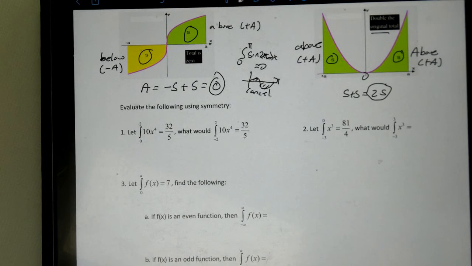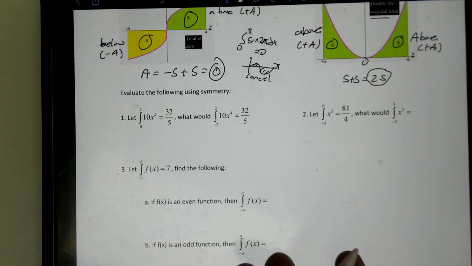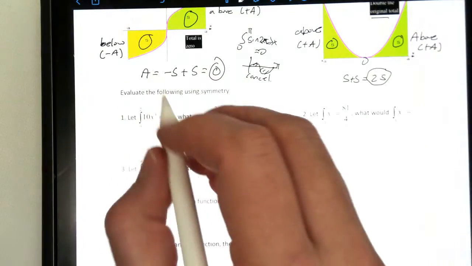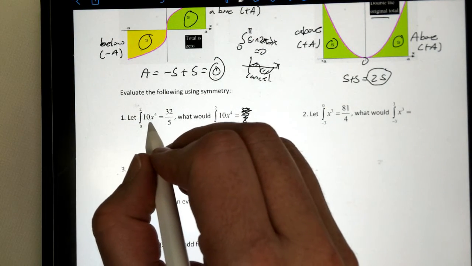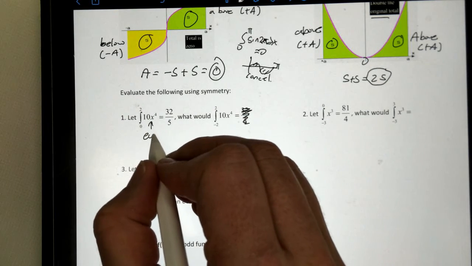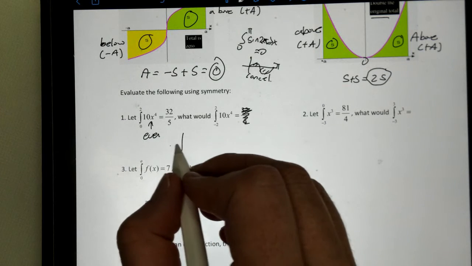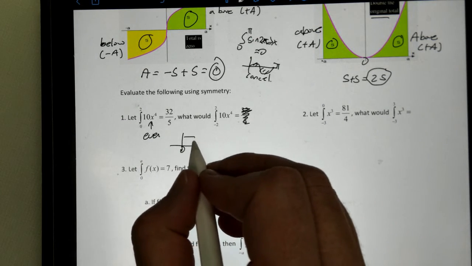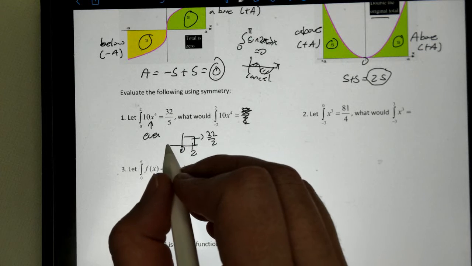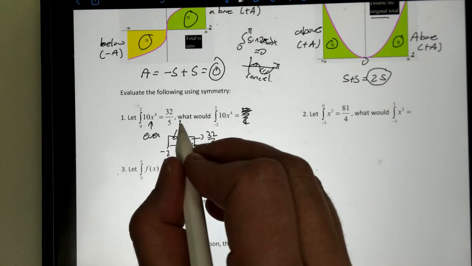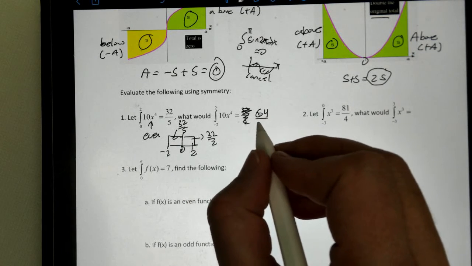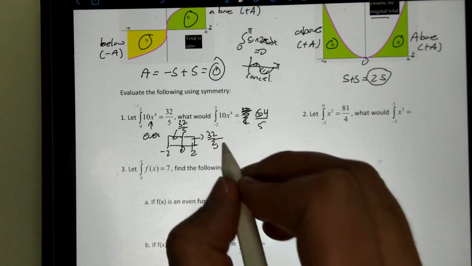So let's try one. Ready? There's definitely an error here. Let's scratch this out. Oops. So let's say the integral from 0 to 2 of this function, 10x to the 4th, is 32 over 5. Well, I know that this is an even function. So if I'm going from 0 to 2, we're saying that this area here is 32 over 5. So if we go from negative 2 to 2, the area should also be 32 over 5. So it's going to double it and make it 64 over 5. That's a weird looking 5 right there. There we go.